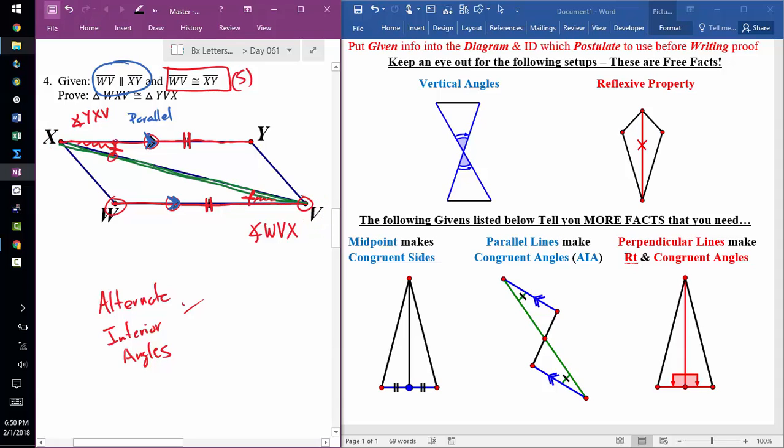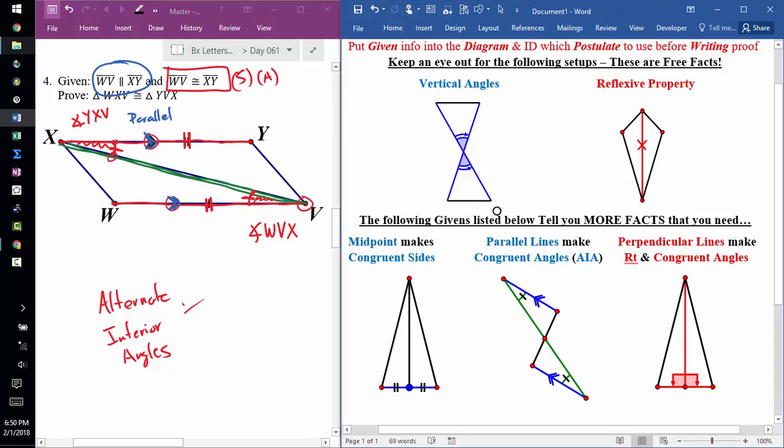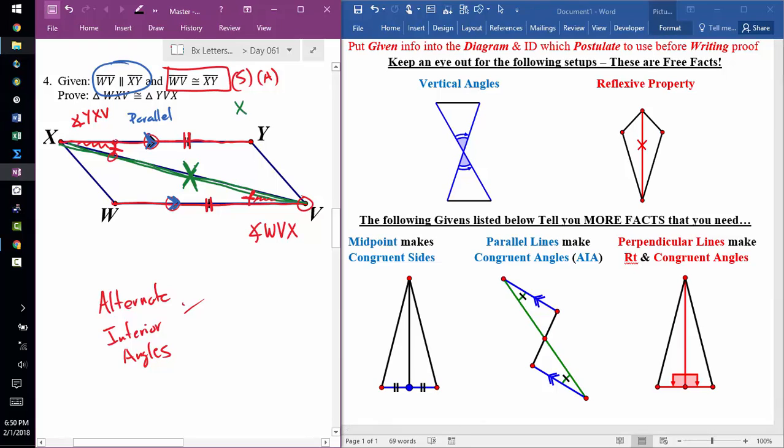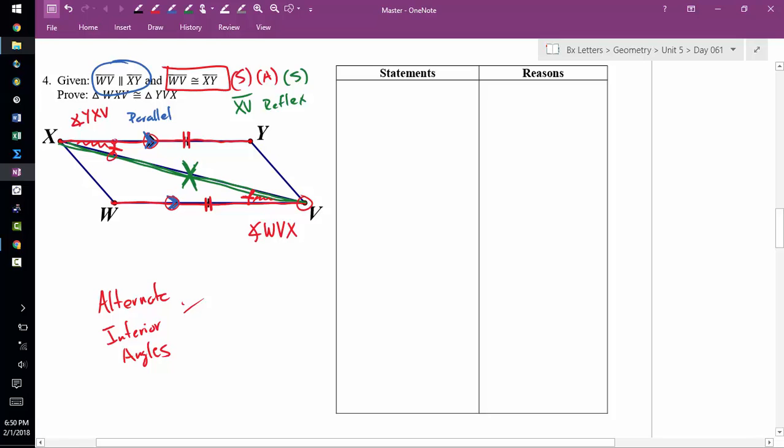Okay. Well, let's go ahead. So now we've got an angle fact, and now we need one more fact, either a side or an angle. And when I go to my free facts, I don't have vertical angles, but I do have the reflexive property. I get that reflexive property at XV that cuts down the middle of both of my triangles. So right here, this piece, XV, that's going to be reflexive. And that's my third fact. That's side angle side. That's how I'll prove this. So I'm ready to write up my proof now.